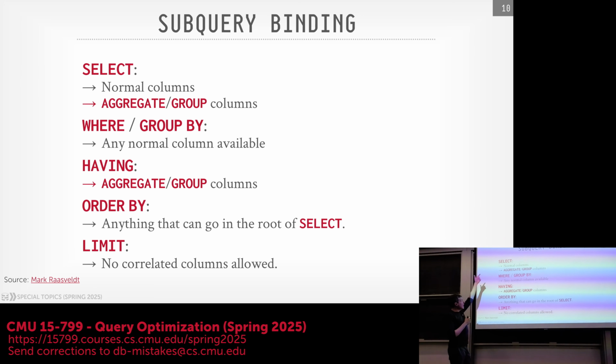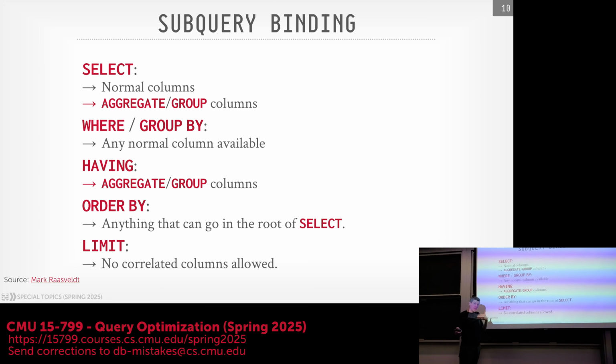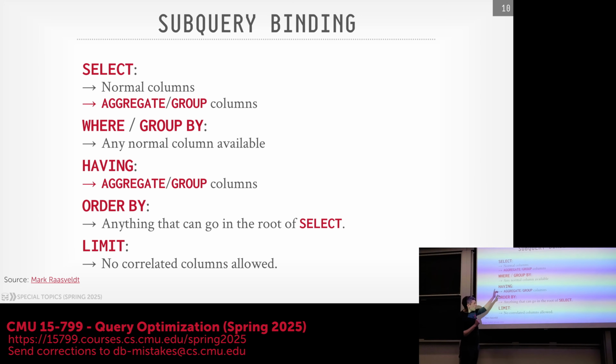For select statements, it's pretty straightforward: any normal column, and you can also reference anything in an aggregation or group by. In a where clause and group by, it's all the normal columns coming from your base table, or intermediate results from a table below you. Having can only access aggregate and group by clauses. Order by can take anything that can go in select, and then limit.